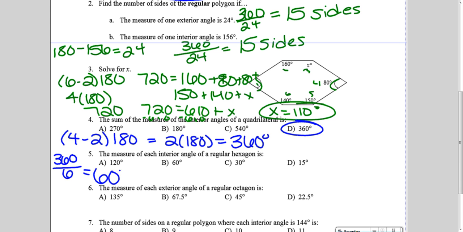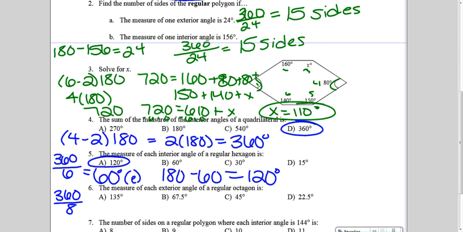So each exterior angle is 60 degrees, and then 180 minus that exterior gives us the 120 degrees for each interior angle. Number 6, the measure of each exterior angle of a regular octagon. Octagon is 8 sides, so 360 divided by 8. And we get 45.